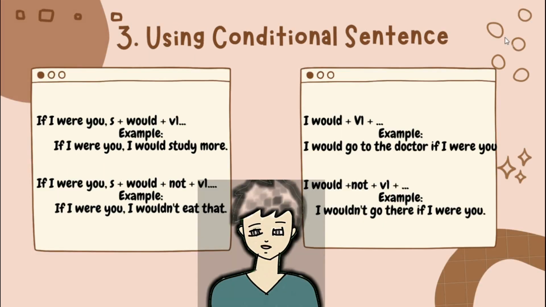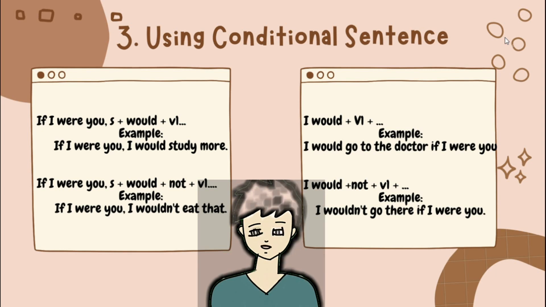Okay, and the next material is using conditional sentences. As you can see, the formula is if I were you, subject plus would plus verb 1. For example, if I were you, I would study more. And another example, if I were you, I wouldn't eat that.